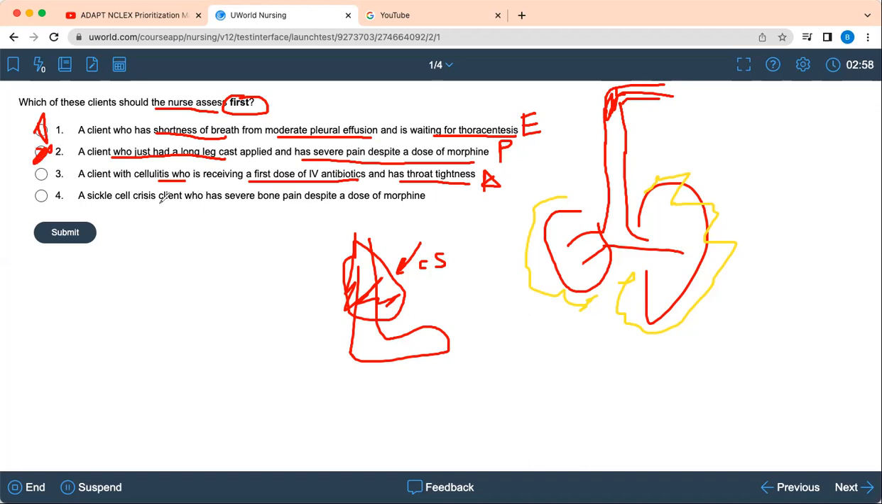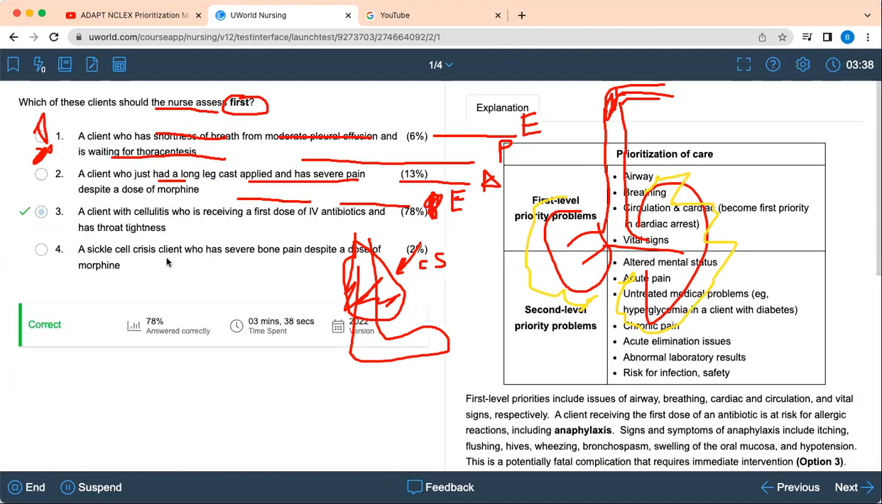A sickle cell crisis client who has severe bone pain despite a dose of morphine. This is the same thing as the second one, but it's different. Sickle cell patients have ischemic kind of pain, but their ischemic pain will not let them lose limb, eyesight, or life. It's an expected pain, and when you give them pain medication, it may not go away. Of course, these patients need to be taken care of with pain medication and fluid, and therefore this is an expected finding. And what we're left with is number 3, who is having anaphylactic shock. And therefore, that's our answer.